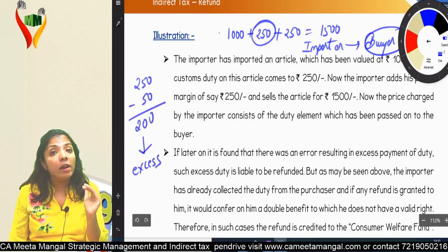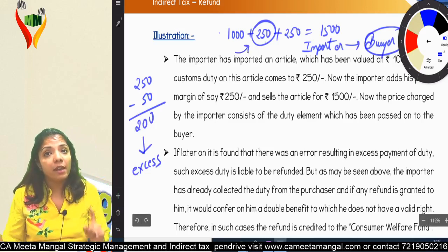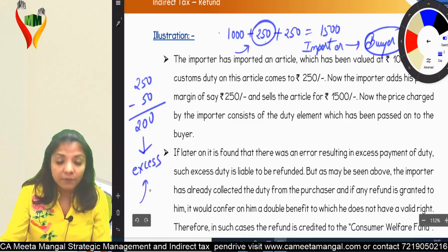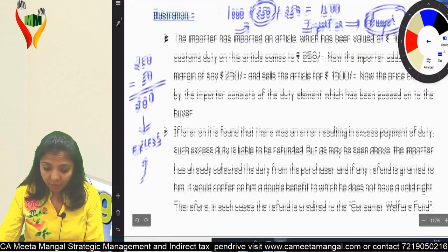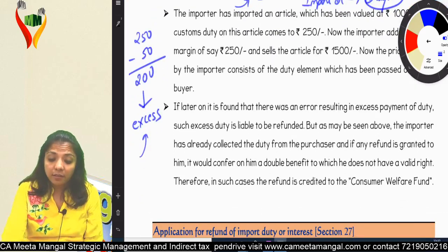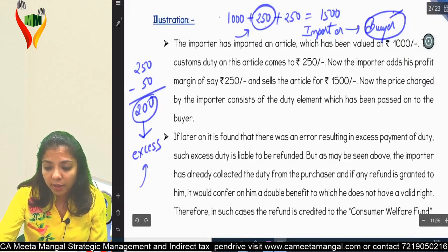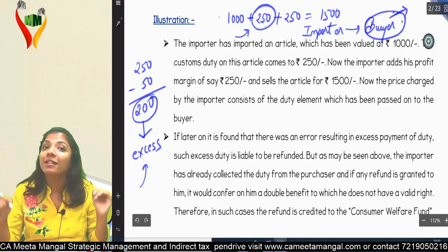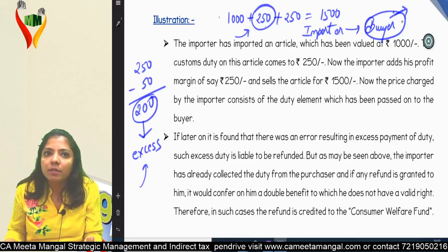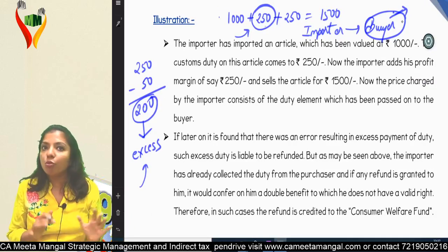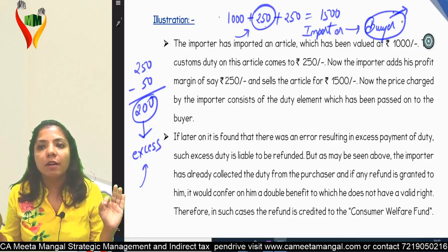Now, if I give this 200 to the importer, the importer has already collected 250 from the buyer, and if the department gives 200 to the importer, it is a double benefit to the importer, which is not correct. Therefore, in such a case, this 200 should go to the person who actually paid the tax from his pocket, the person who actually had the burden. But the problem is, it's difficult. If you know who that person is, prove it, or else that money will go to the consumer welfare fund.